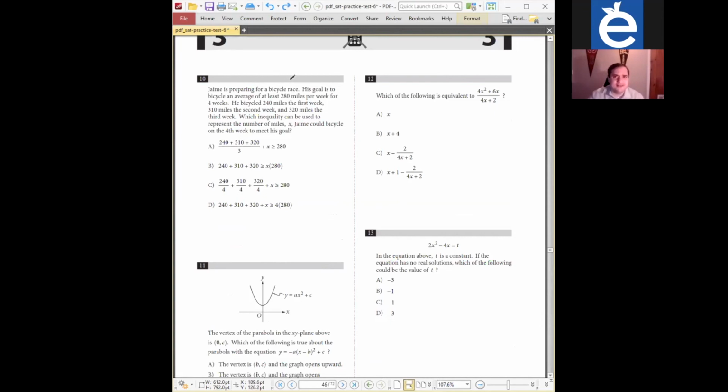Jamie is preparing for a bicycle race. His goal is to bicycle an average of at least 280 miles per week for 4 weeks. That's a real short workout if it were meters. He bicycled 240 miles the first week, 310 miles the second week, and 320 miles the third week. Which inequality can be used to represent the number of miles Jamie could bicycle on the 4th week to reach his goal?